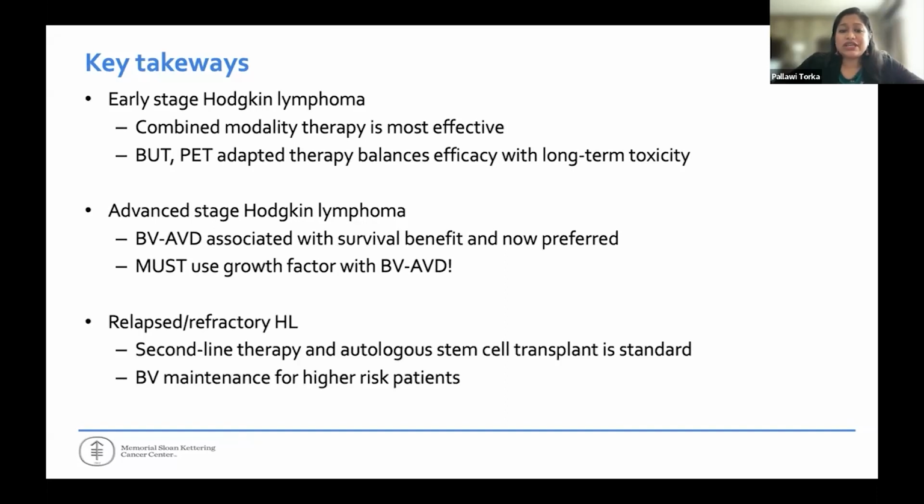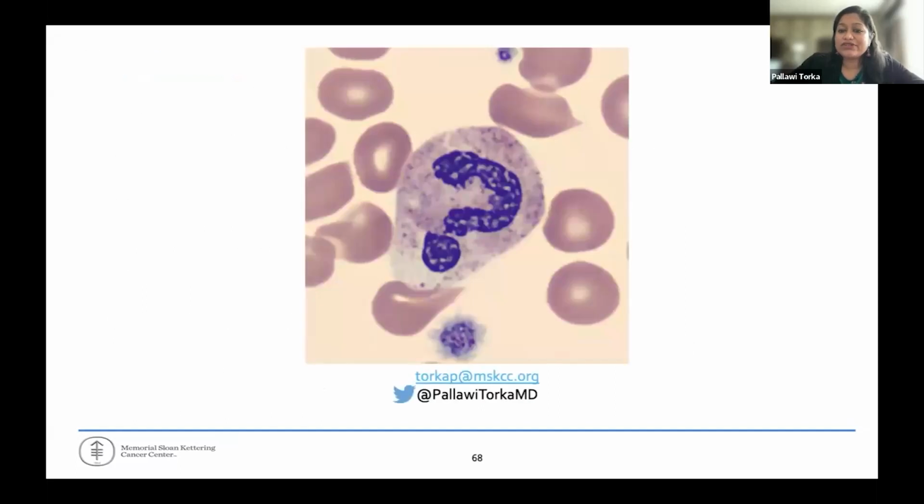And then in relapsed Hodgkin, second-line therapy with autologous stem cell transplant is still standard, with BV maintenance to be considered for high-risk patients.